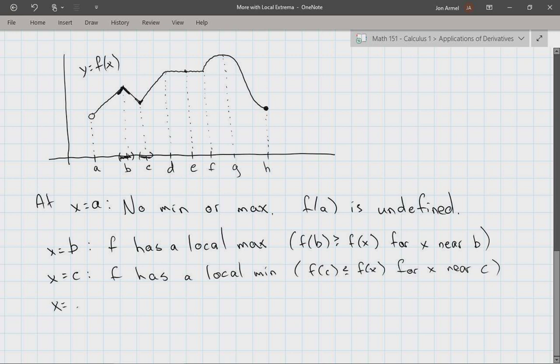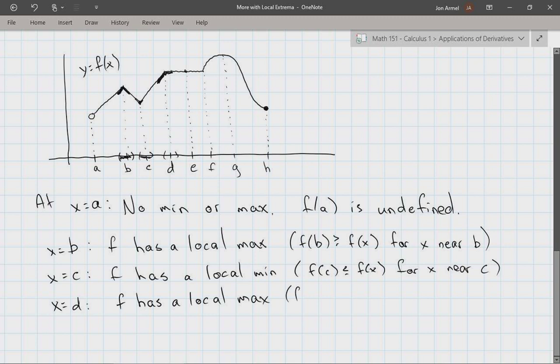So what happens at x equals d? I'm looking at x equals d. I'm going to draw some little interval around it, which means I'm only considering function values here and here. Okay, so just that little piece. And it turns out f has a local max. Yeah, it is a local max. Why isn't my eraser working? It has a local max.